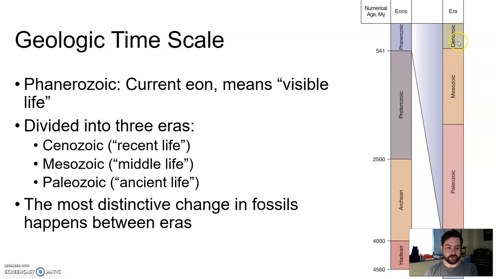The most distinctive change in fossils happens between eras. So we come up with these distinctions based on a change in fossils from one to the next. So looking at rock layers, wow, the fossils in this rock layer look really different than the fossils in the layer above it. There's a big change there. So that's how eras were broken up.